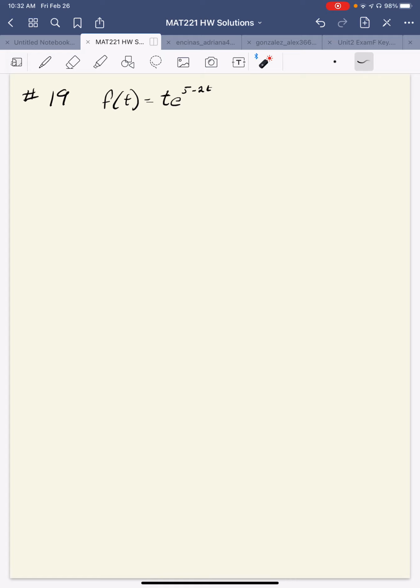So I will have to use the product rule. And then I will also need the chain rule because it's not simply e to the t, it's e to this other function more complex than just t, which is 5 minus 2t. So I'm going to first deal with the product rule. The product rule tells me that f prime of t is equal to the derivative of the first function multiplied by the second function plus the first function multiplied by the derivative of that second function.